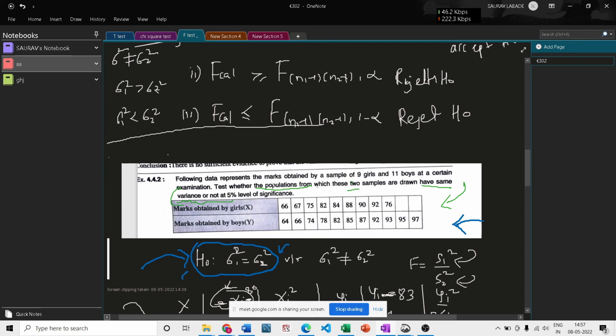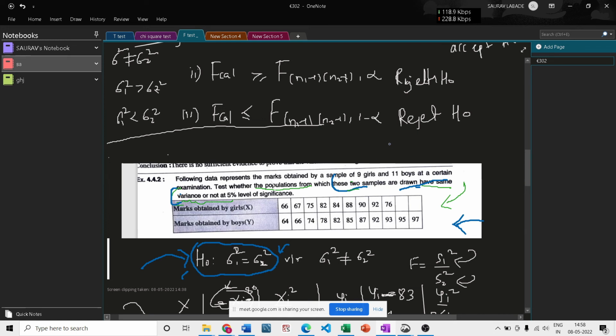Here they are asking in the question just to test whether these population variances are the same or not. So our conclusion will be what? We can conclude that the two samples are drawn from populations with the same variance, right? The two populations have the same variances. So this will be your conclusion. This will be your final answer.